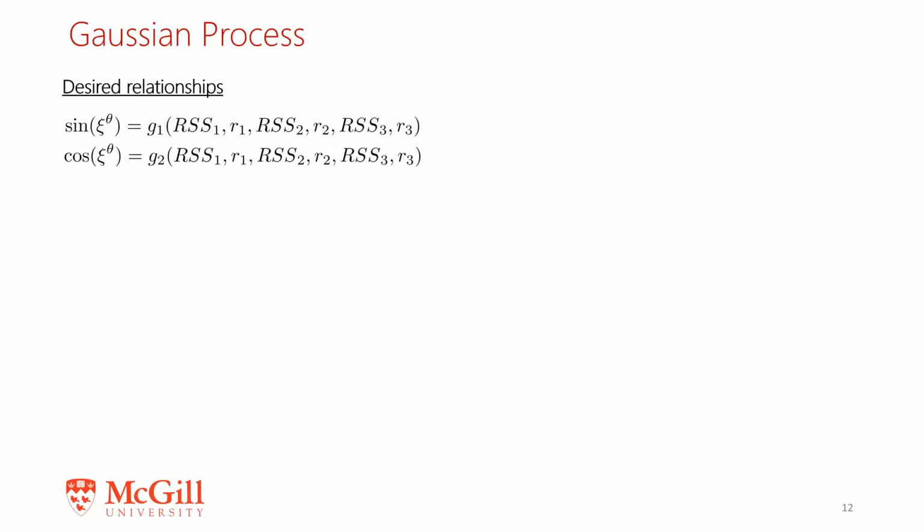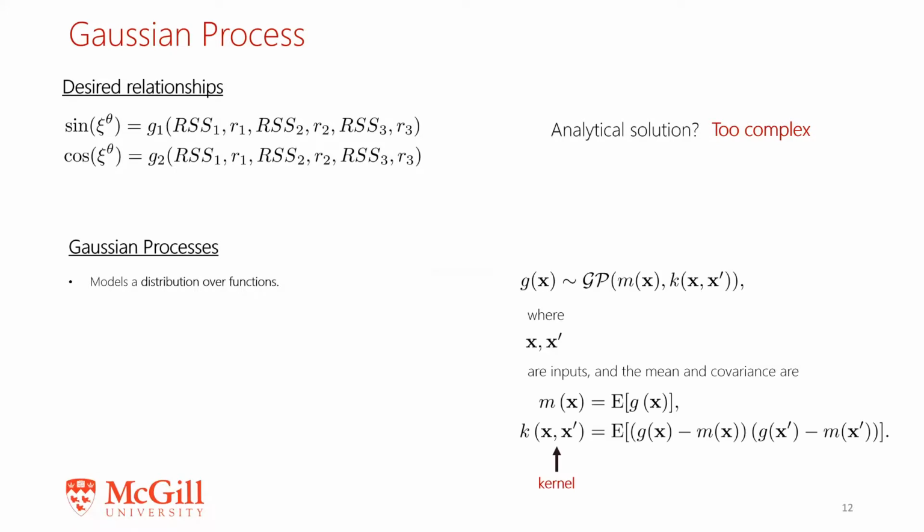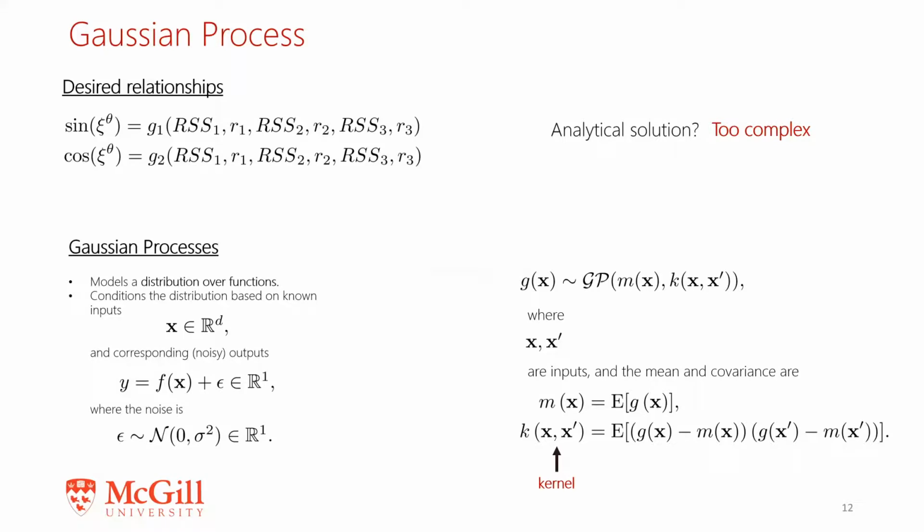So we have these 2 desired relationships that we wish to get. The analytical solution is too complex. Instead, the approach that we are going to take is to implement Gaussian processes. A Gaussian process is something that models a distribution over functions. Mathematically, we can write one of our desired functions g as a Gaussian process with some mean and covariance, also called the kernel. The way to shape this distribution to correspond to our desired function is to condition it based on some known inputs and noisy outputs. Note that our inputs can be multidimensional, while our corresponding output is a scalar value.